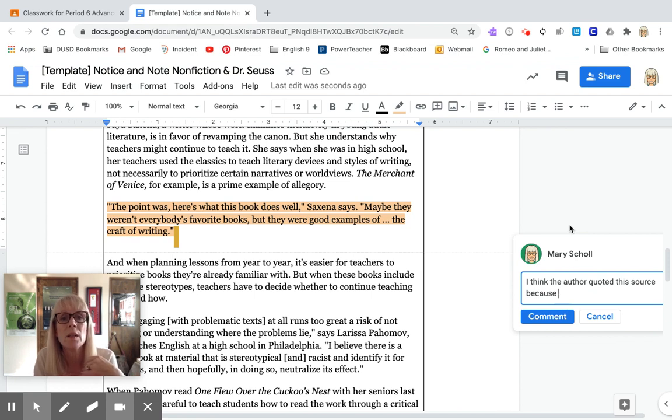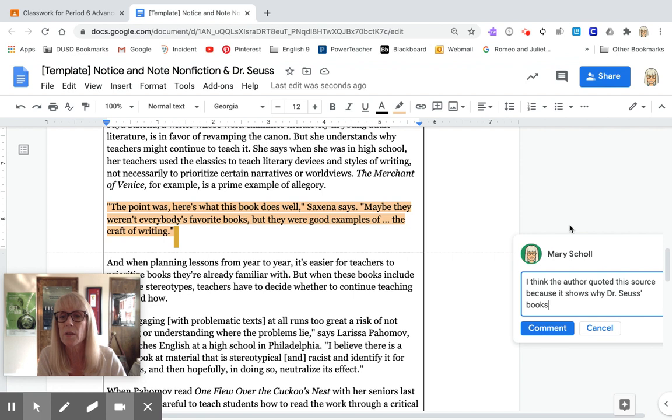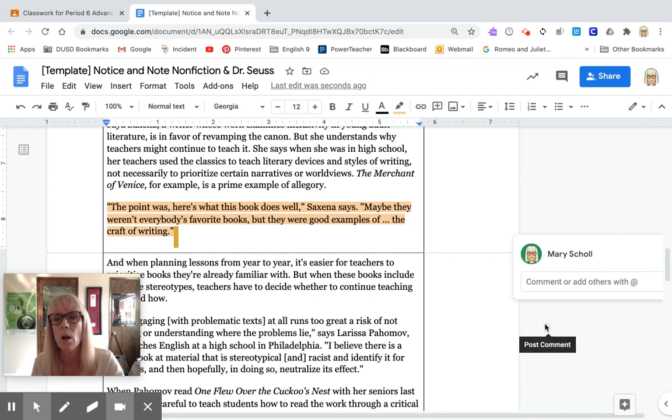The point was, here's what this book does well, Saxena says. Maybe they weren't everybody's favorite books, but they were good examples of the craft of writing. So I think the author quoted this source because it shows why Dr. Seuss's books are read in the classroom. But don't make this more complicated than it is, okay? I think some of you are overthinking it, and then you just hit comment.